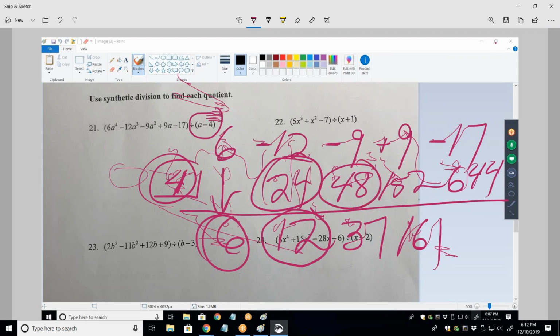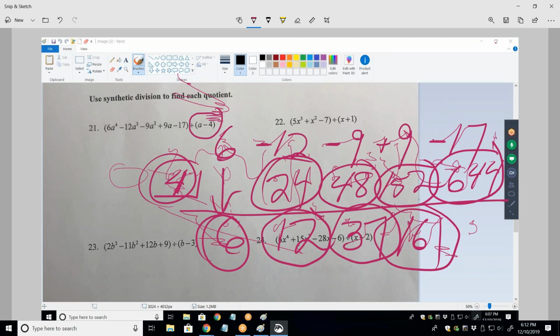Now we're adding 48 to negative 9. What do you get? 37. Now you're multiplying again. 4 times 37. You get 152. Now add 152 to plus 9. 161. And now multiply 4 times 161. 644. Now add one last time. Okay. I think I get it now. 627. In other words, you're always multiplying below the line and adding above the line. You with me? Yeah. Okay.